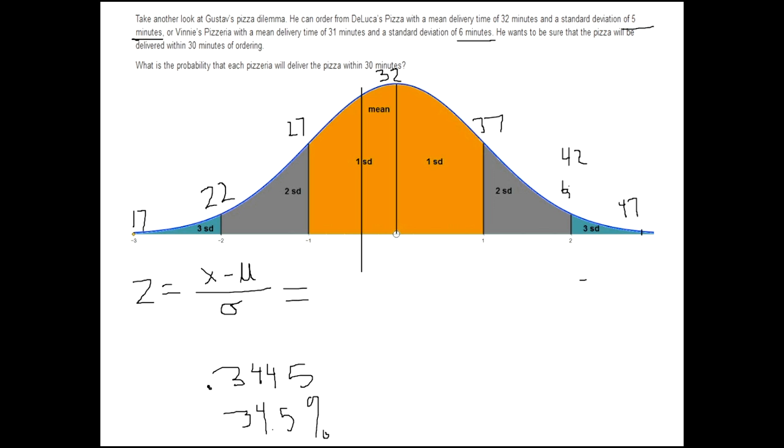If we go to the information again, it says, hey, we still want our pizza in 30 minutes, but this other pizzeria, this Vinny's, well, their average is 31 minutes. That sounds good. Right away, I'd be like, well, they're closer to it. Let's use it.